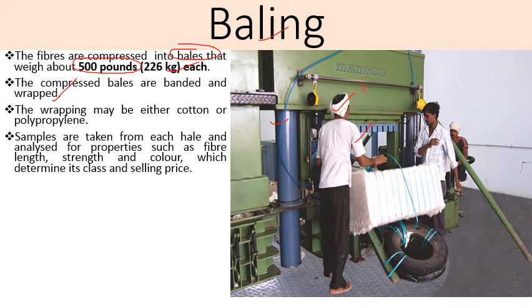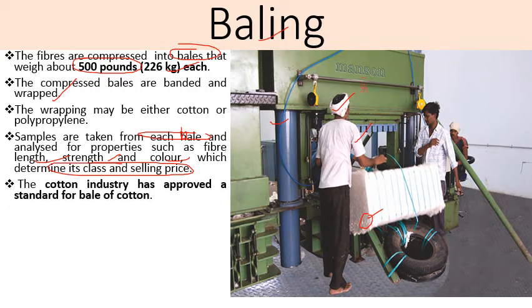Samples are taken from each bale and analyzed for properties such as fiber length, strength and color, which determine its class and selling price. So one sample is taken from every bale to check its quality.